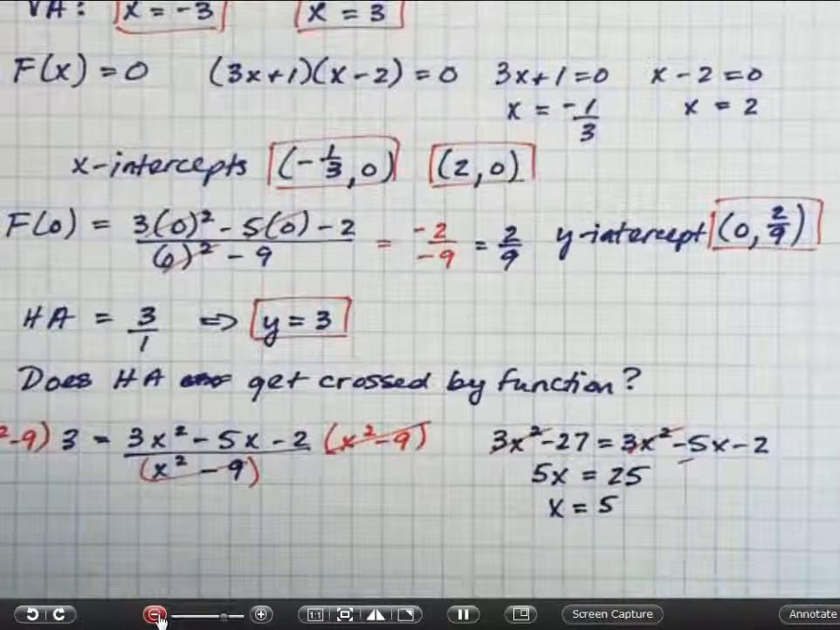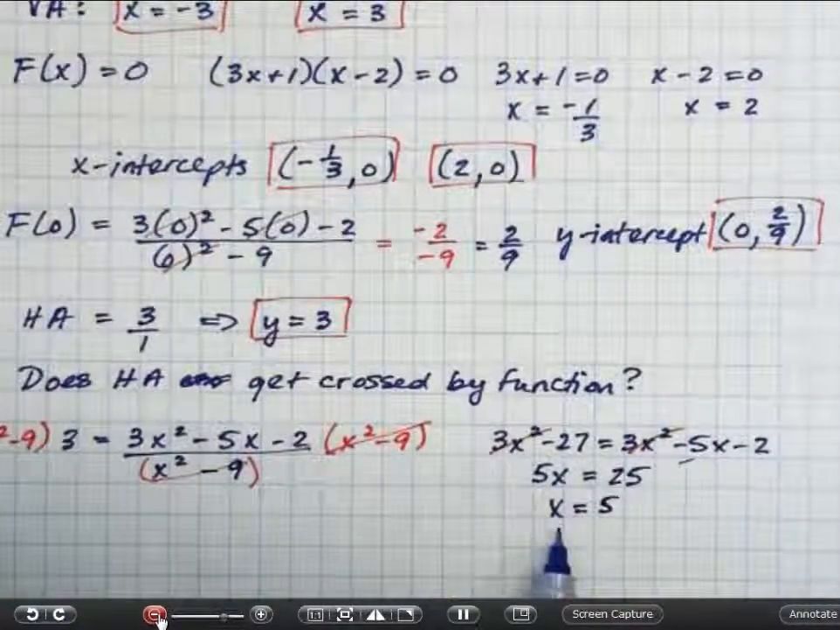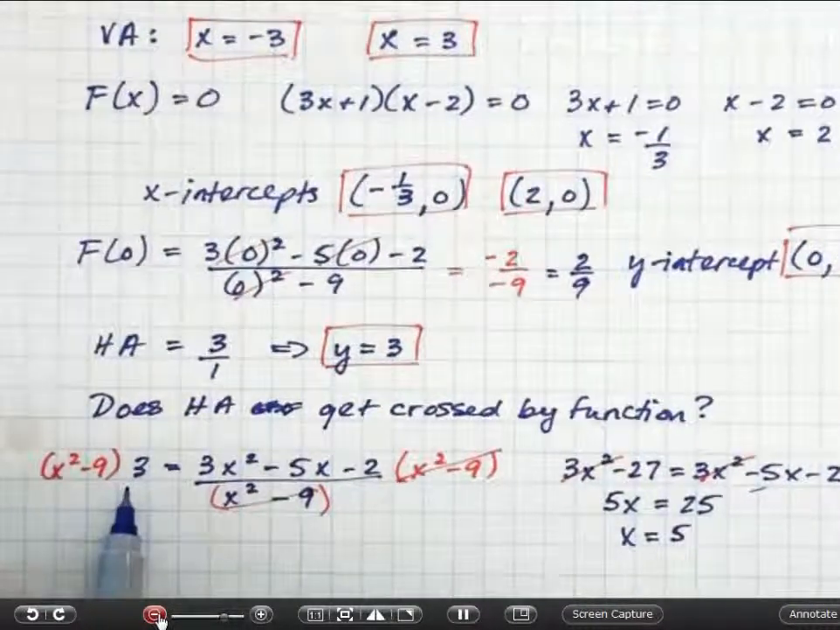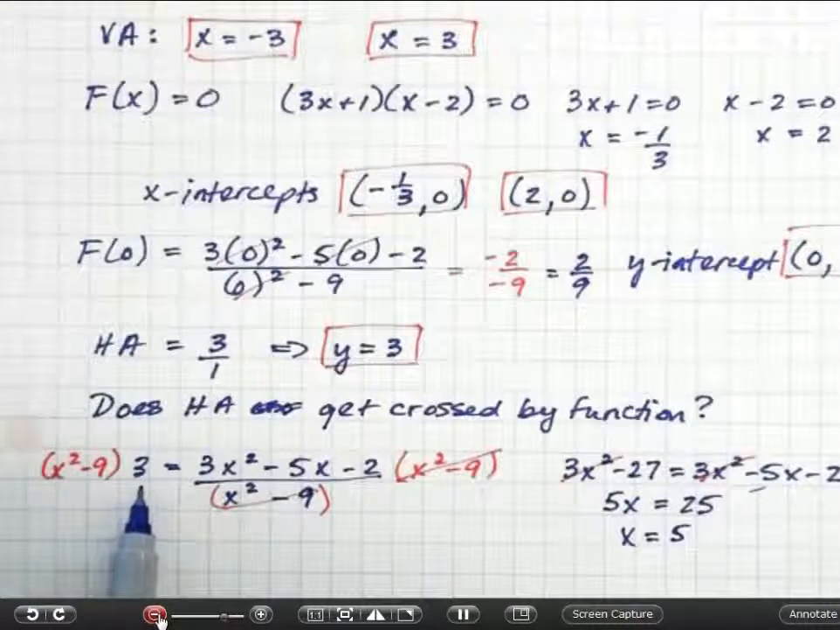So does it cross my horizontal asymptote? Yes, it crosses because we have a value for x, right? Because our value for y was 3. We said, okay, what if our function's equal to that horizontal asymptote? What's going to happen?